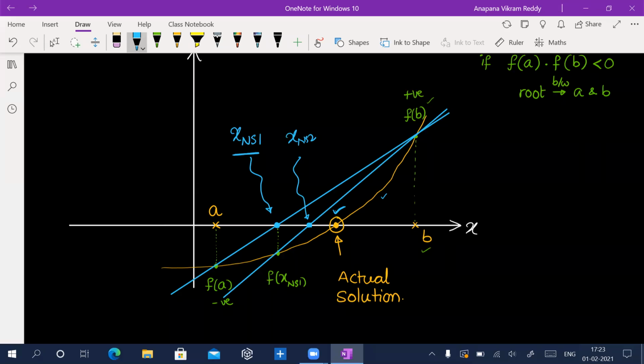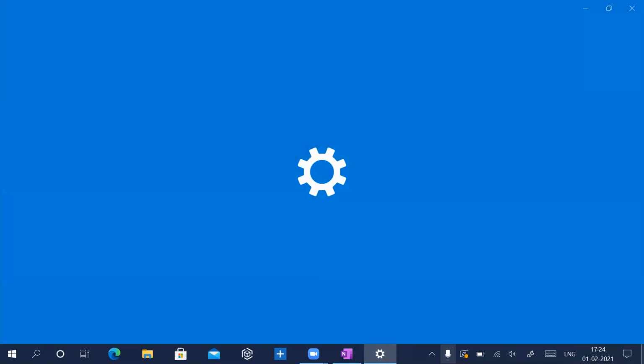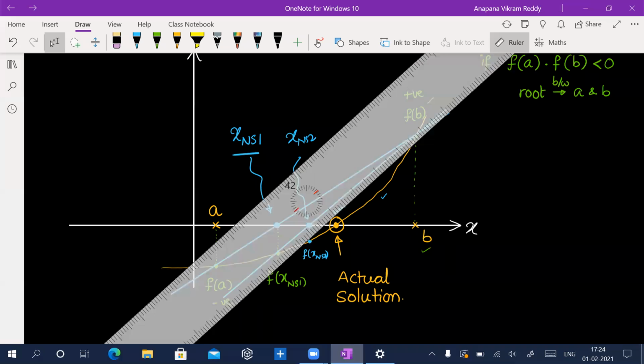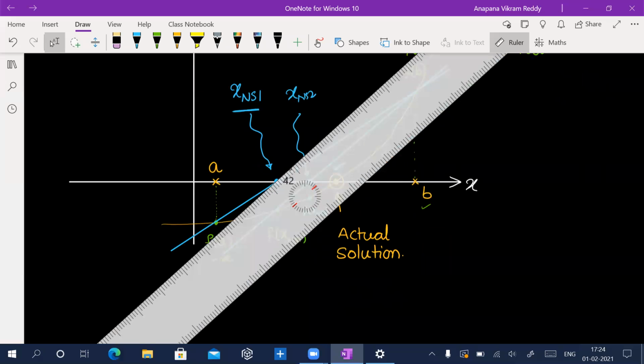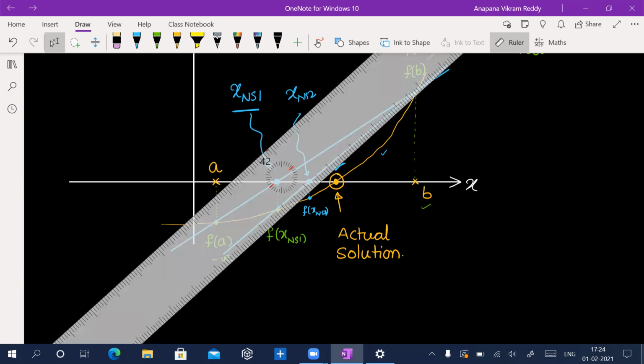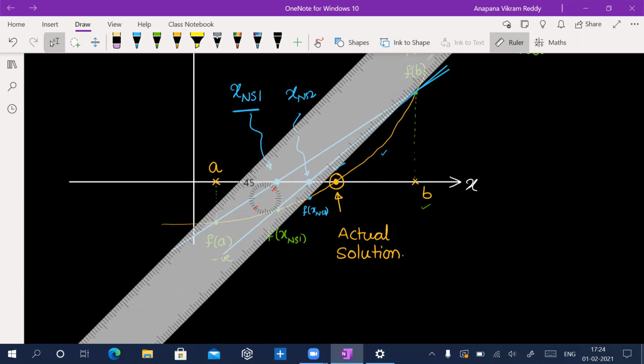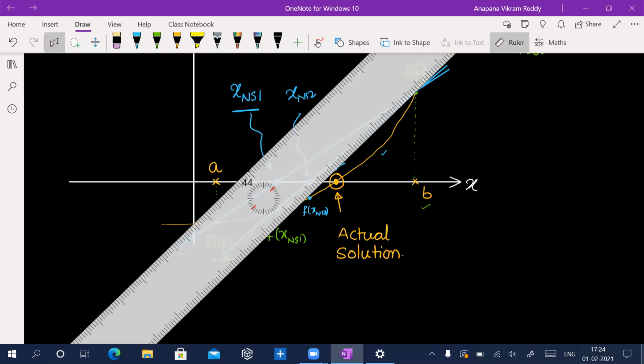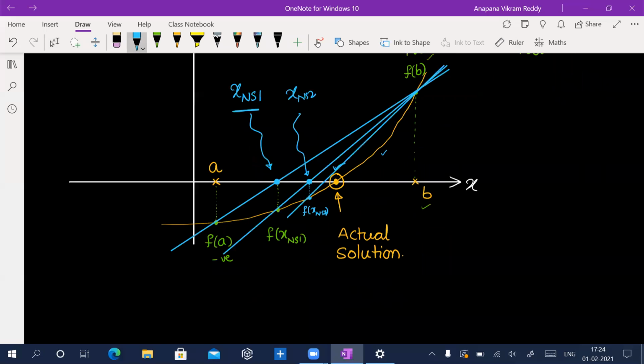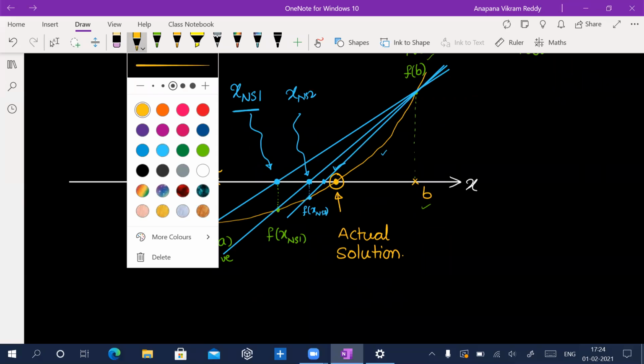Now again, I will take my function value here at x_{n+2}. I will find my function value f(x_{n+2}). Now again, the same stuff. Something approximate, just a second. So again, I'll take a line like this. Now with this approach, this is my x_{n+3}.